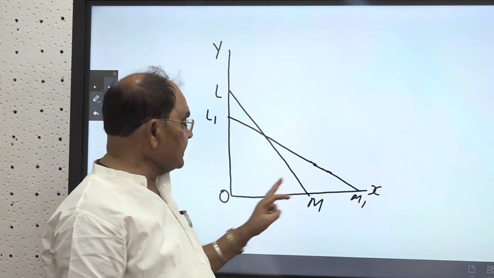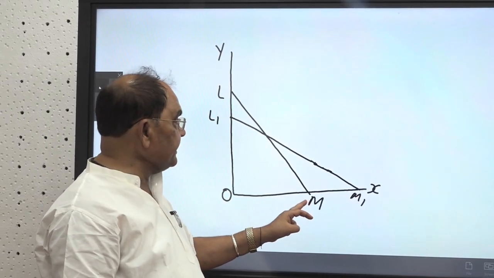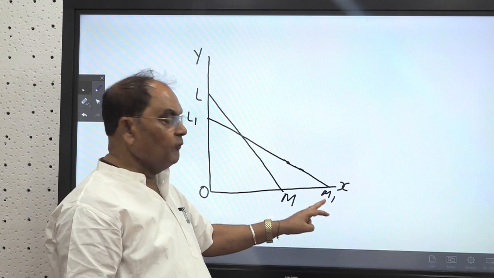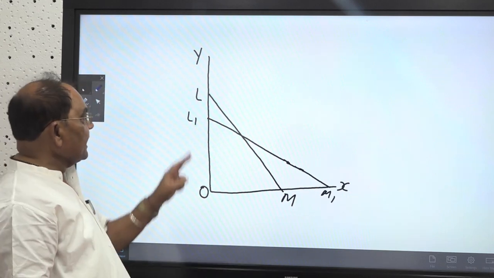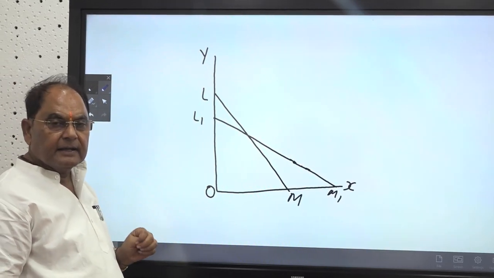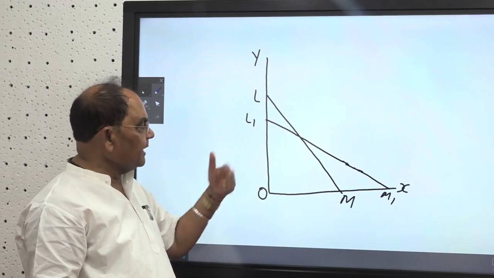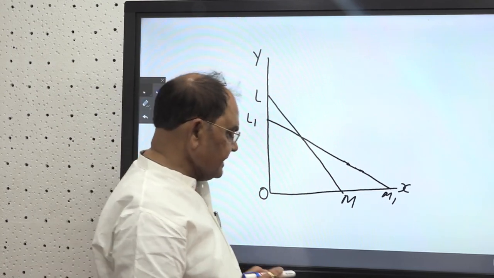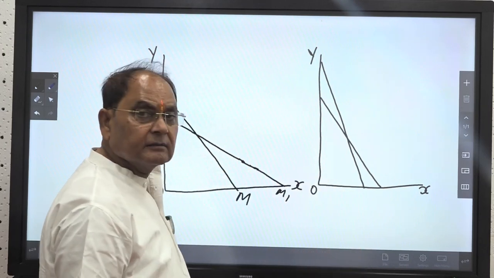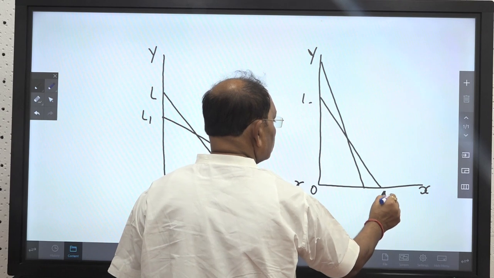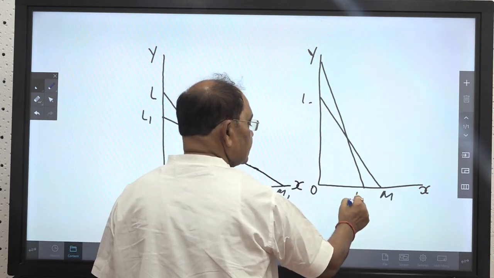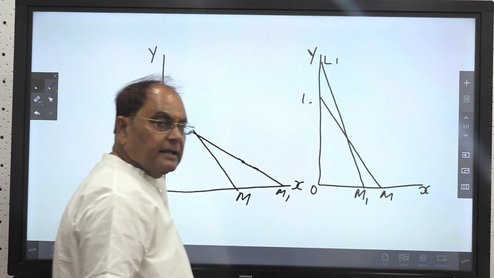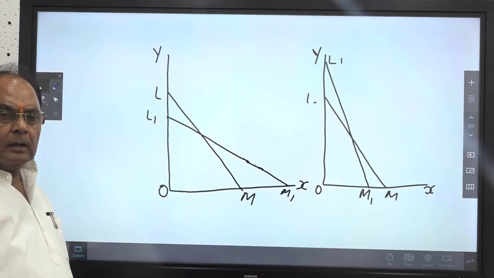On the x-axis, you must be noticing that originally we were purchasing OM quantity of X, but now we are able to purchase OM1 quantity of X. That shows MM1 more quantity can be purchased of X, and in the case of Y, LL1 quantity cannot be purchased because it has become costlier. If it is otherwise, the diagram will shift in a different direction. Say this way. See, this is another situation. This is the original LM budget line. Now X has become costlier, so less of X can be purchased, and Y has become cheaper, so more of Y can be purchased. Clear?